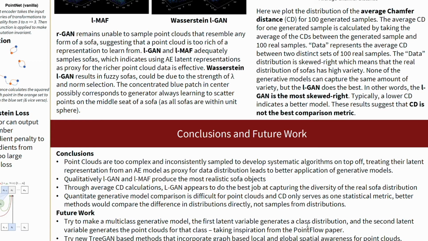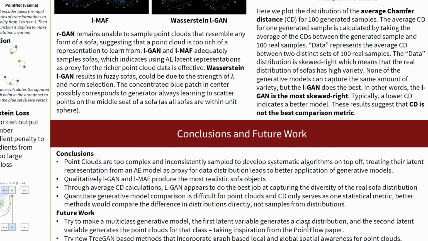Cool, let's go over some conclusions and directions for future work. So the most important thing that we learned is that point clouds themselves are too rich, complex, and inconsistently sampled to develop systematic algorithms with. What this means is that we can't handle the point clouds directly as they are. Instead, we need to get some uniform, normalized representation of them so that we can use them with any ML algorithms. The way that we were able to do this was using the autoencoder.